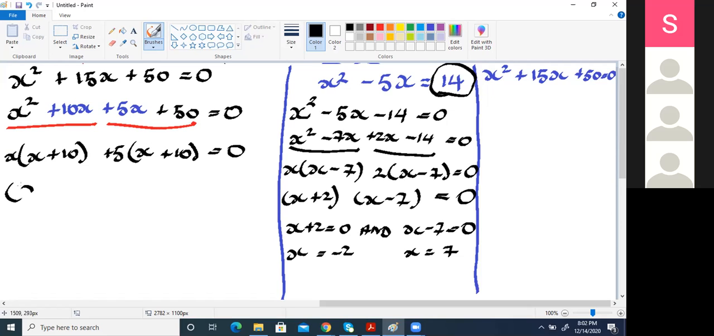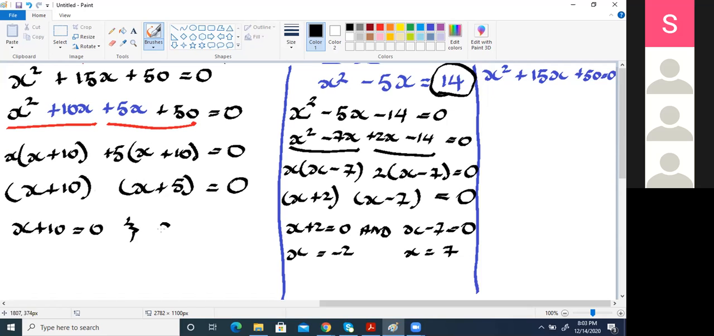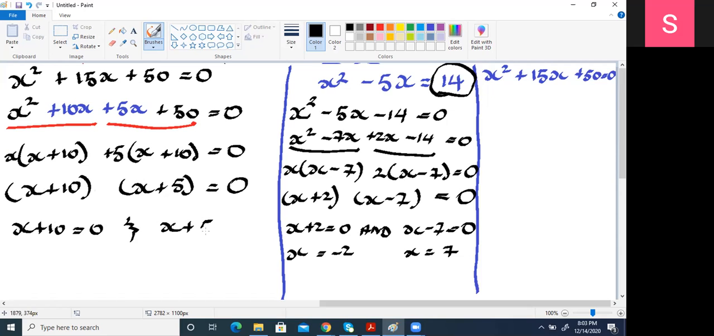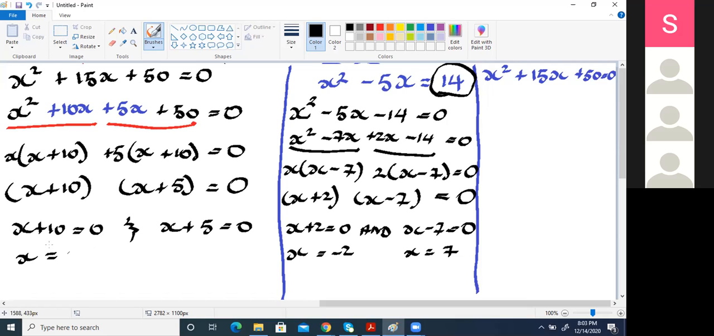So you have x plus 10 in one bracket, and then x plus 5 in another bracket, both equals to 0. So the two possible solutions are x plus 10 equals to 0 and x plus 5 equals to 0. Then solve it for this one: x equals minus 10. And then x equals minus 5.